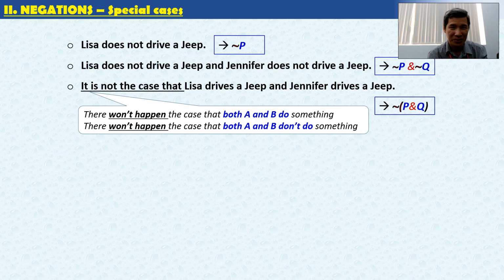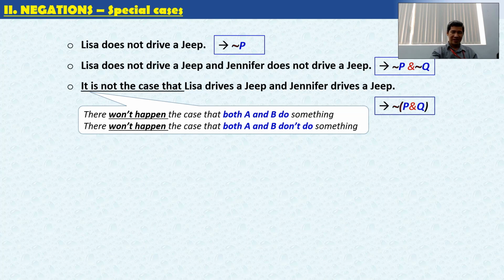P and Q. But you have to be very careful. In this case, we say not the case, P and Q. Not the case, P and Q. We don't say not P and Q. Because if you say not P and Q, we're going to write differently. We don't have the brackets. Now we have the brackets, we say not the case, P and Q. And also the values are different as well.